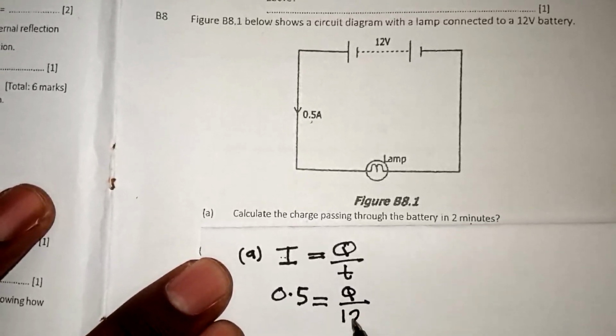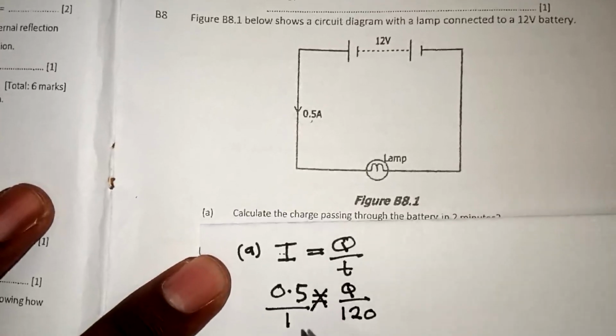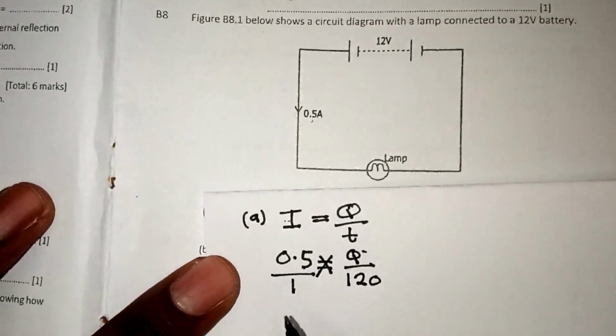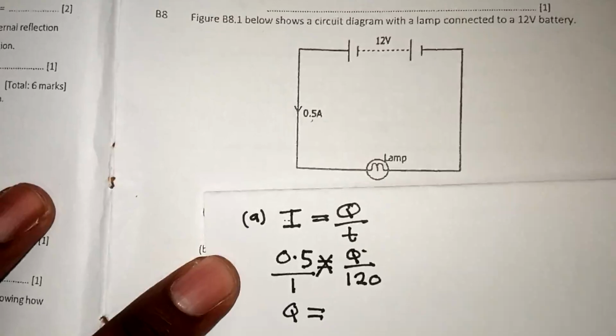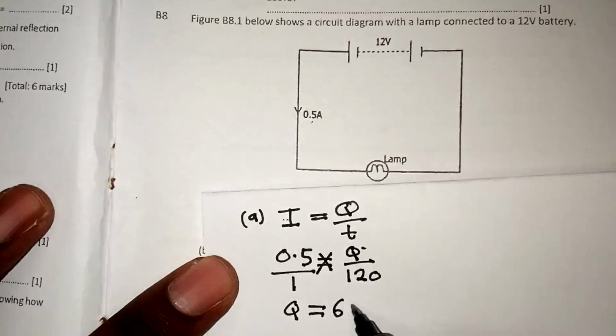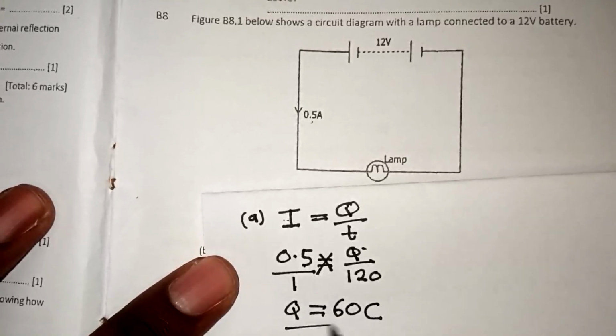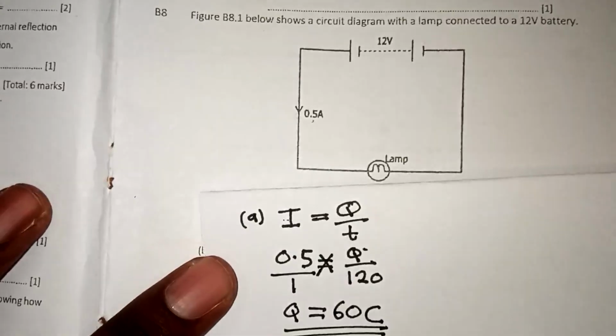I said 2 minutes is now 120, so we have 120 over 1. Cross multiply: 1 times charge, you get charge is equal to 0.5 times 120, which will give you 60. Charge is measured in coulombs. So this is our answer on question A: the charge is 60 coulombs.